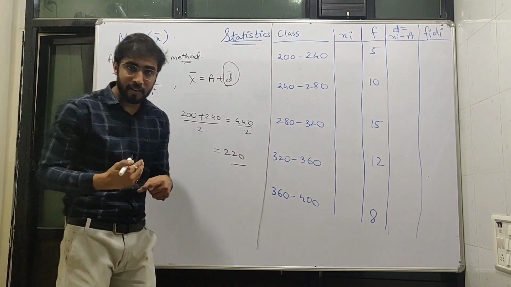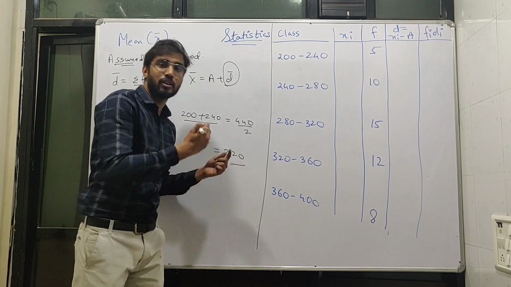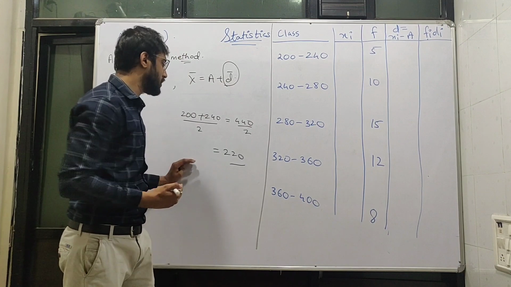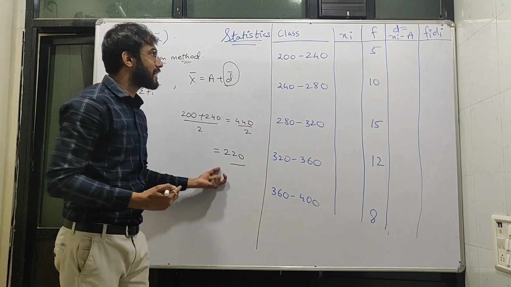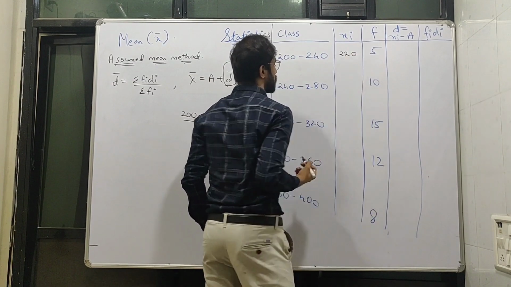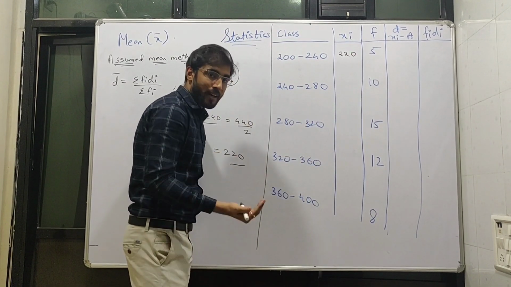If you can do it orally, very good. If you cannot do it orally, then you have to calculate it this way. So first, midpoint or xi bar is 220. Next, look at it logically.